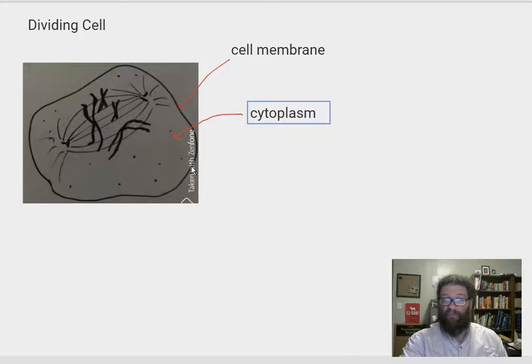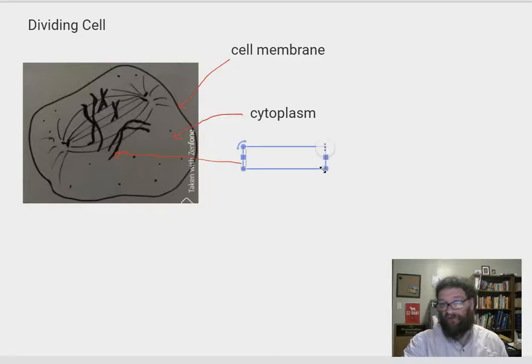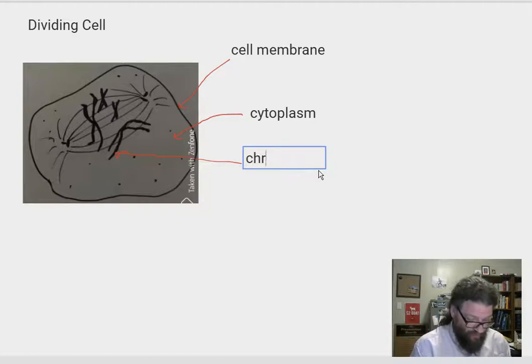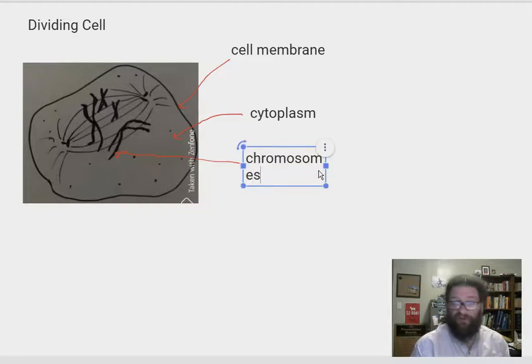Any other things that we can identify right off the bat? I'm hoping that you see these X structures, and you remember me talking about the X structure of a chromosome before, and you're going, oh, here are the chromosomes. And you're right, these are chromosomes. So let's label this guy chromosomes. These are double chromosomes. We'll talk about the difference between double chromosomes and single chromosomes later on. I'll just label one of them, because we're only labeling one.